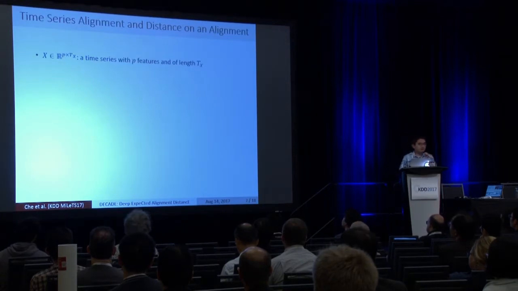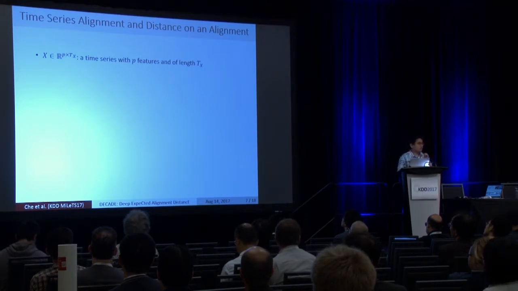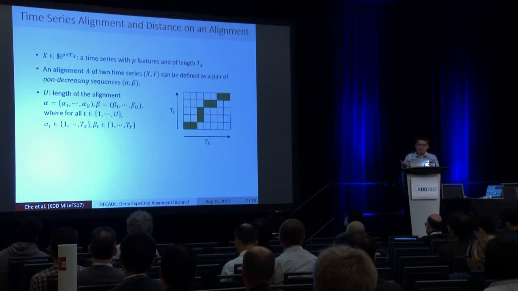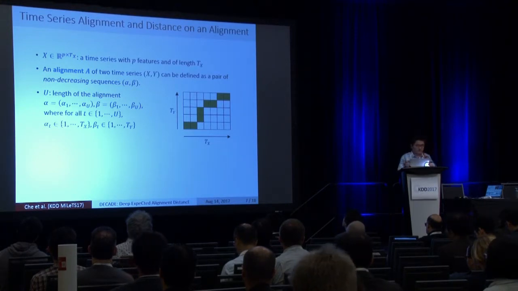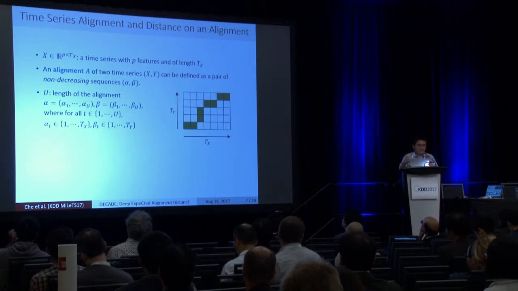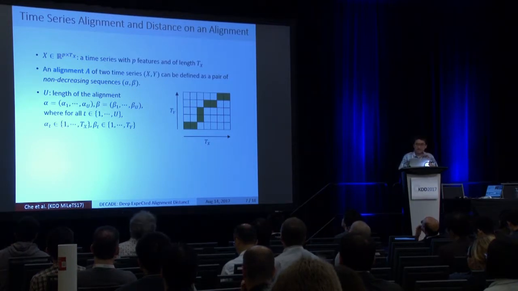So before we introduce our metric, first I want to clarify some definitions and the notations of the time series, the alignment, and the distance on the alignment. So we use X to represent a multivariate time series with P features and of temporal length Tx. And given two time series X and Y, an alignment A is an arrangement of the two time series at each time step. And it can be defined as a pair of non-decreasing sequences, alpha, beta.